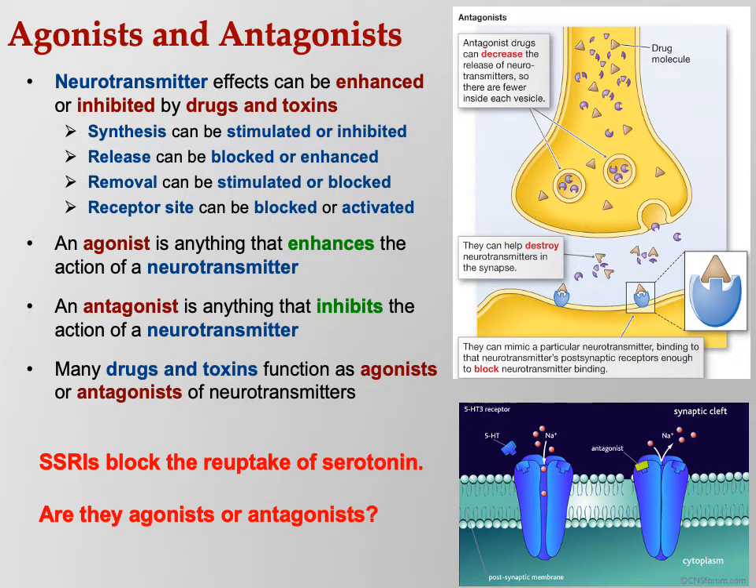All right? So let's think about this. SSRIs, you may have talked about those in Bio 201, selective serotonin reuptake inhibitors. Those are the most common antidepressant drugs out there. Prozac, Zoloft, Celexa, Lexapro, Paxil. Those are all SSRIs. They block the reuptake of serotonin.